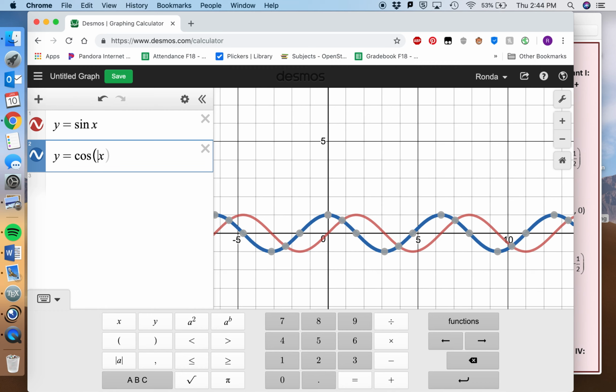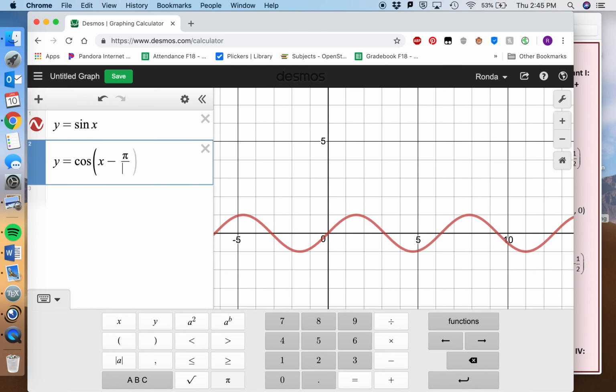So if I think of this, let's see what happens when I do this. Minus pi over 2. So basically, sine and cosine are exactly the same thing. It's just that one of them is shifted pi over 2. So if you notice, this is just like all of the other graphs that we've talked about. When I put the x minus something in here, that means it's shifted pi over 2 to the right. So the sine graph is really the cosine graph just shifted pi over 2 to the right.